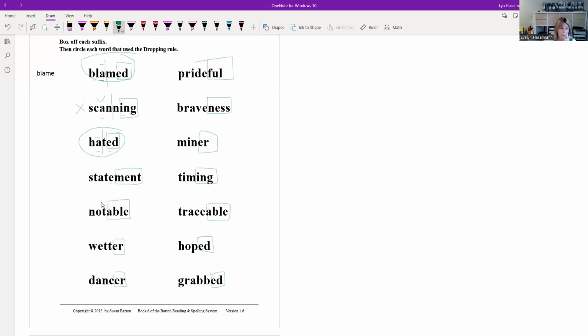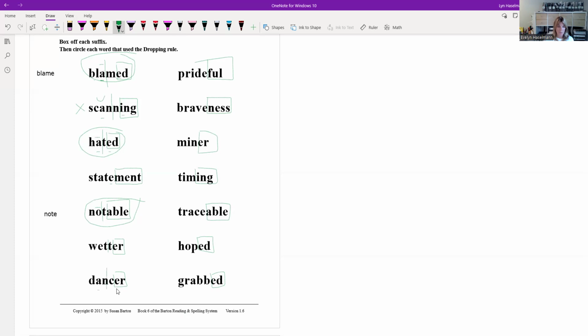Notable. Okay, we know that this says notable. Base word note. Again, we could put it over here to double check. And that definitely had a silent E on it. That is not there anymore, so I'm going to need to circle that one. Wetter has a doubling rule.